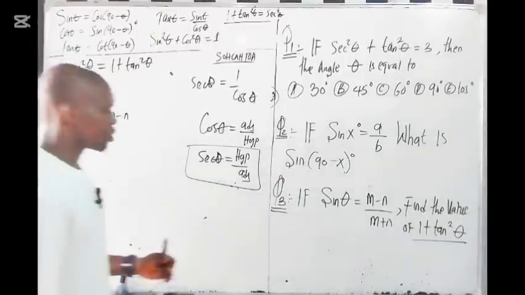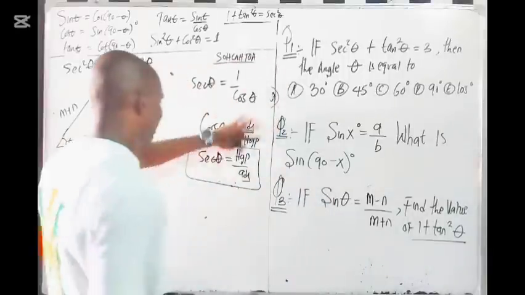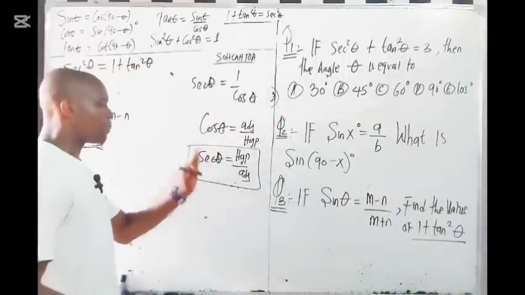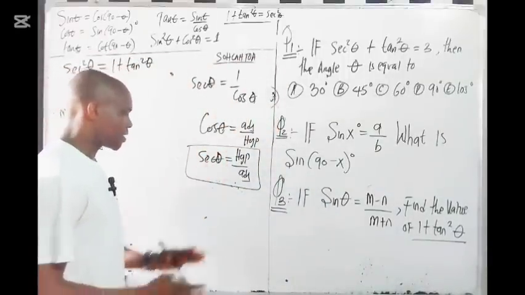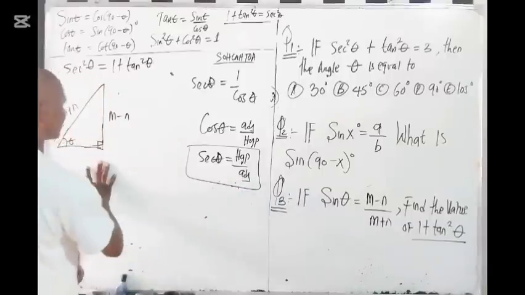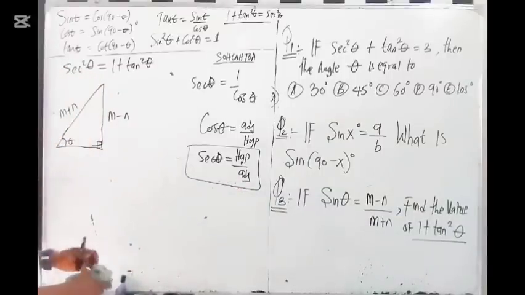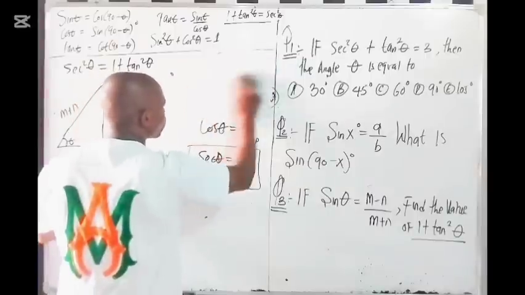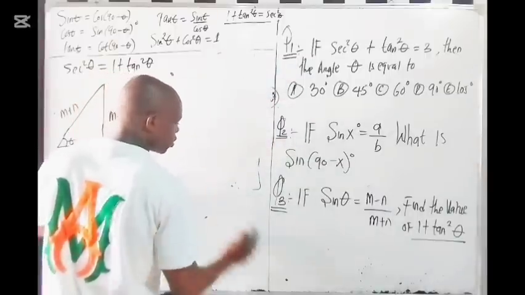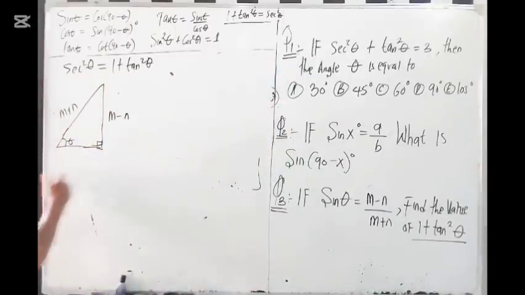I want to wipe the whole board, but understand this: sec theta equals hypotenuse over adjacent. Once I get my adjacent, I'll come and apply it here. Let me wipe this place out, we'll come back to this again. The goal here is to look for my adjacent.